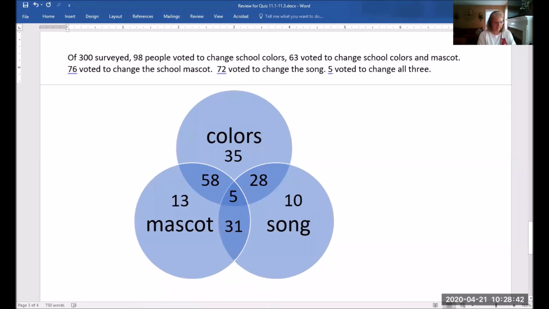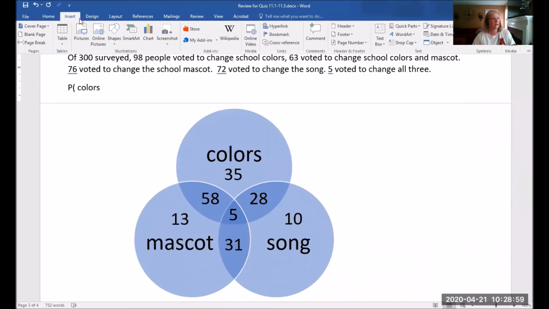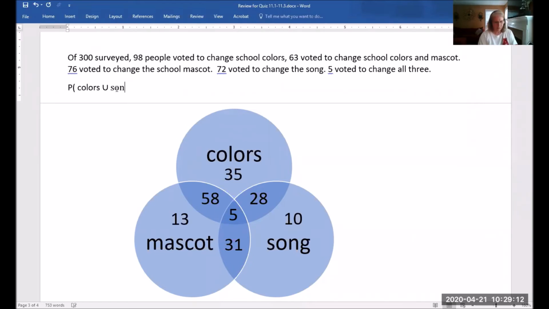So we could be asked, what is the probability that someone wanted to change the colors or, which I'm going to put the or symbol up here, y'all. Colors or, what do y'all want? Mascot or song? Someone give me what you want. Song. Okay, so what if we wanted to change the mascot or the song? So what does that look like?